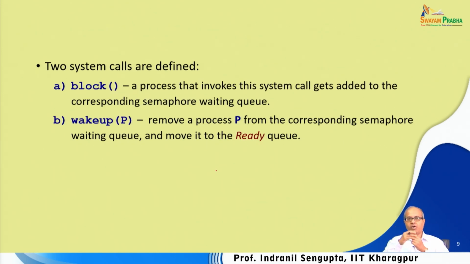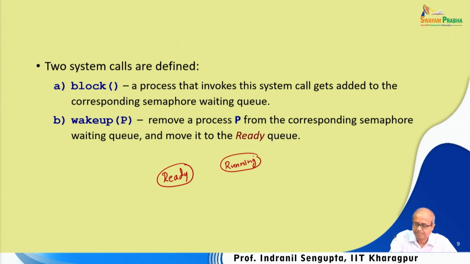So, we are also defining two additional system calls. One system call is block. Well, you again recall that process state transition diagram, I am just showing it again. You have a ready state, you have a running state, you have a block state. So, from ready to running you can go either way, you can go from ready to running or running to ready. From running you can go to blocked, from blocked you can go to ready.